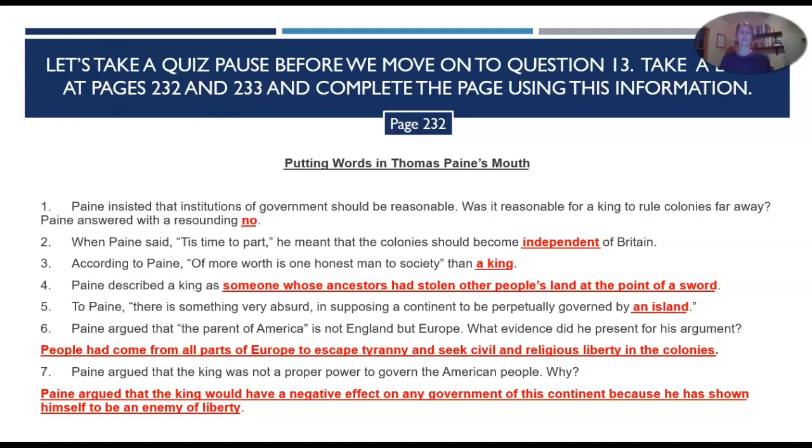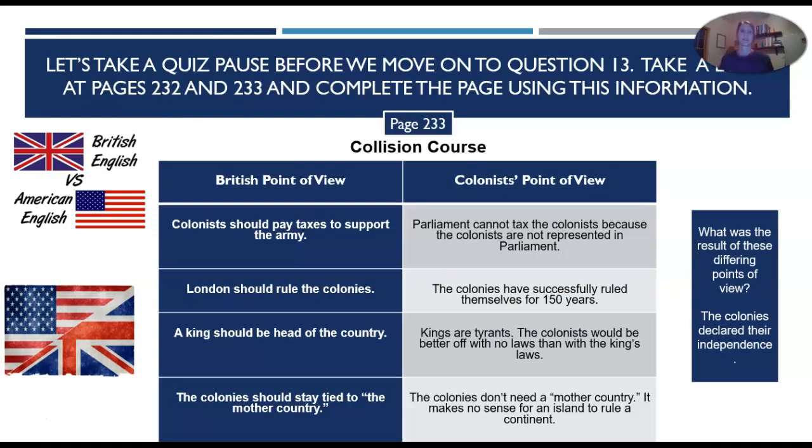Okay, so that was page 232. That was a little break from the regular questions that we've been going along. All right, so this again, page 233. And again, the headline says, let's take a quiz pause. It should be, let's take a quick pause.